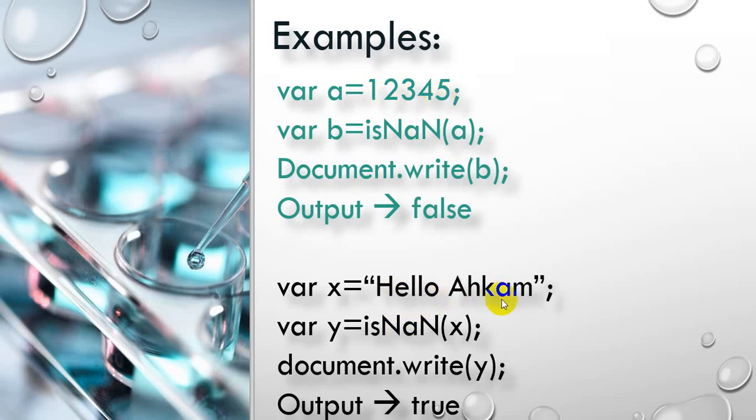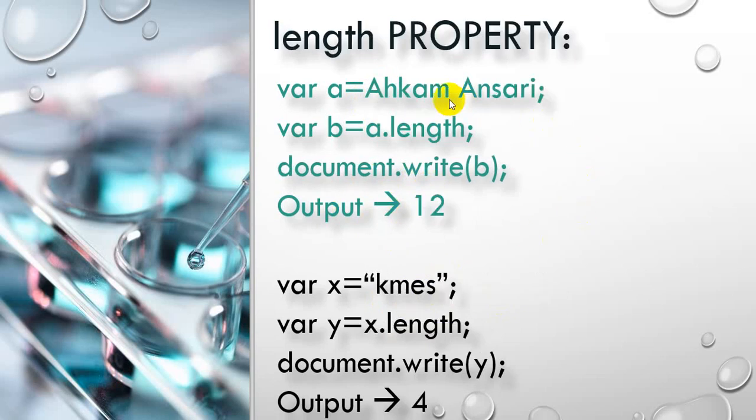Okay. After that we will perform our practical. After that we will see the property called the length property. Length property is basically used to calculate the length of a character, length of a word, or you can say length of a string. As we know, a string is nothing but a collection of characters. For example, if I write Ehkam Ansari, you will notice that Ehkam Ansari is our string. So this function length, sorry, it's not a function. Length property will find the number of characters in a particular string.